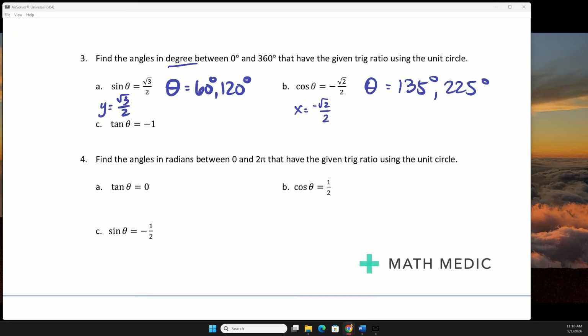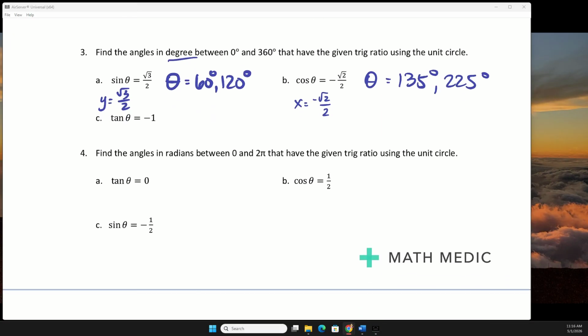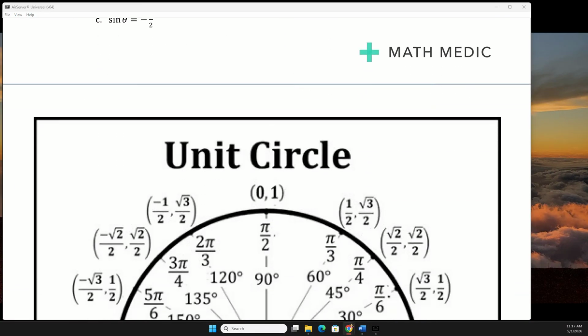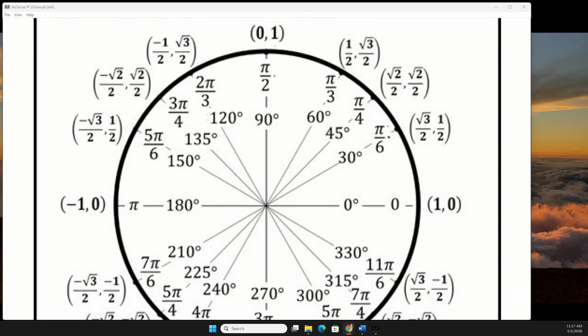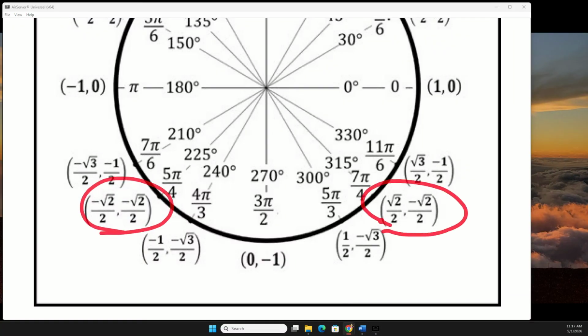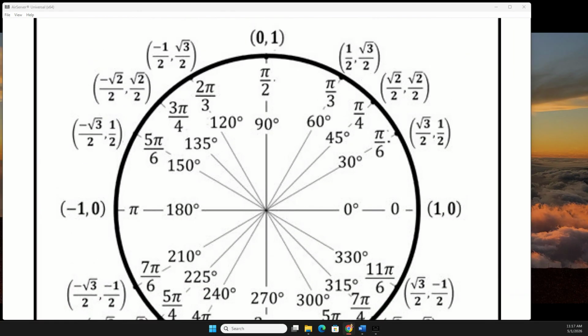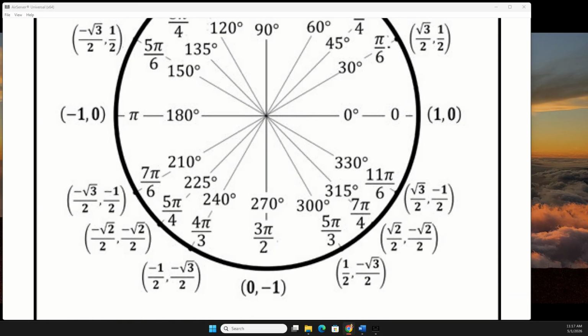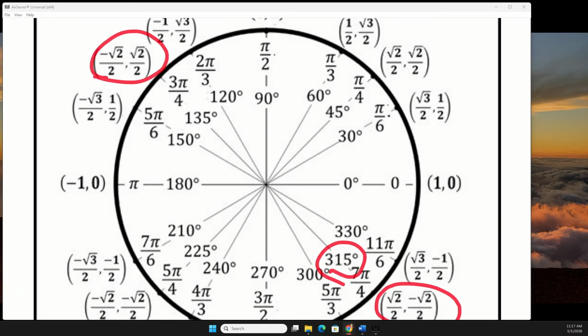And then for letter C, we want the tangent of the angle to be negative 1, which means that when you do y divided by x, you get negative 1. So that means the y and the x need to basically be the same, except one's positive and one is negative. The angles where they are the same are going to be at the 45-degree angles. When I divide, I'm going to get a negative, which means one needs to be positive and one needs to be negative, which is going to be 315 and 135 degrees.